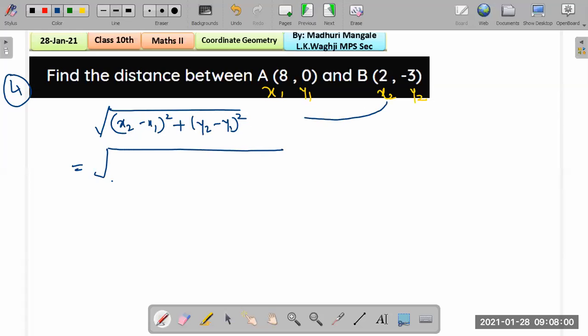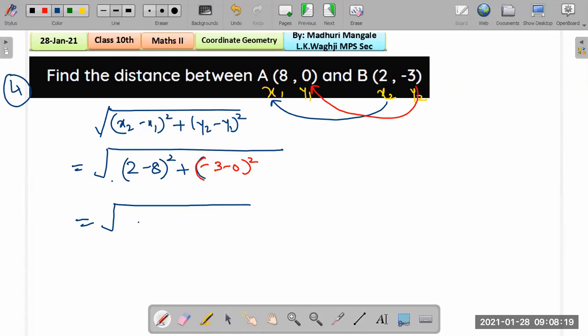So x2 minus x1, that will be 2 minus 8 the whole squared, plus y2 minus y1, that will be minus 3 minus 0 the whole squared. Okay, and then simplify. So that will be 2 minus 8 is minus 6 squared, plus minus minus is addition, 3 negative 3 squared. And what do you get?